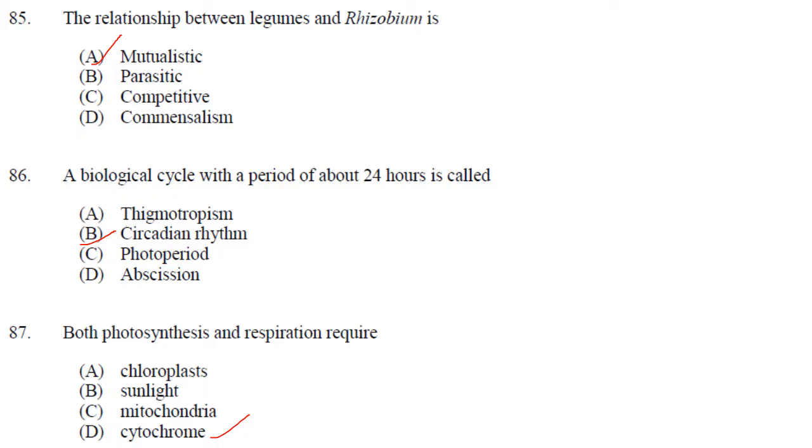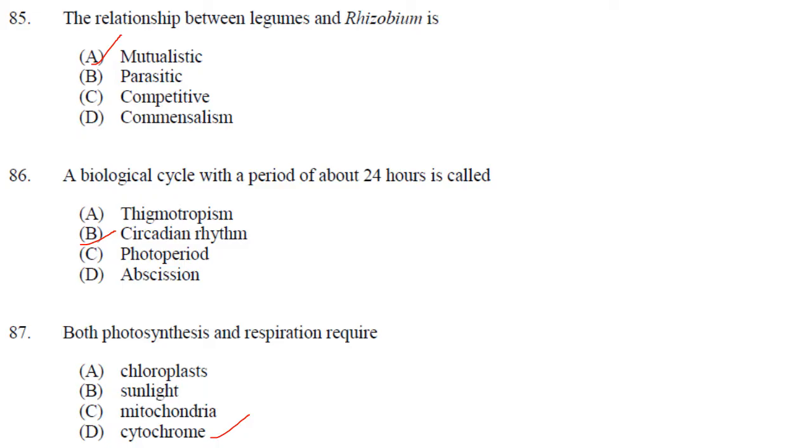Then next one, a biocycle with a period of 24 hours is called circadian rhythm. Answer is option B.